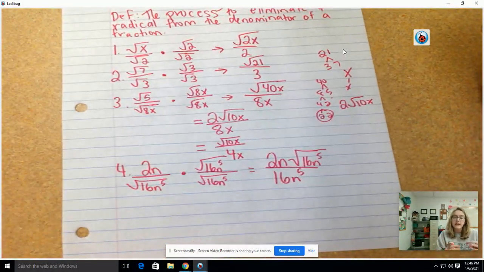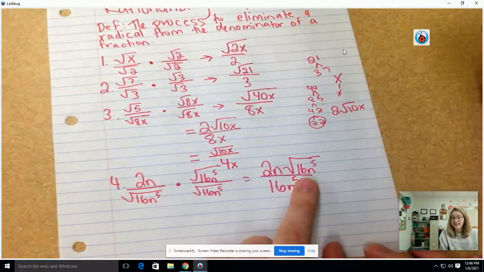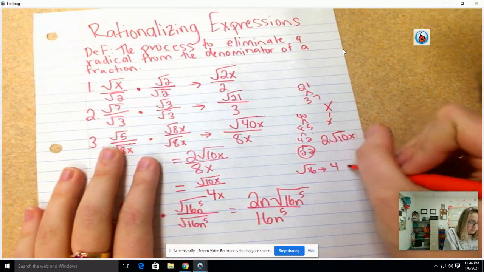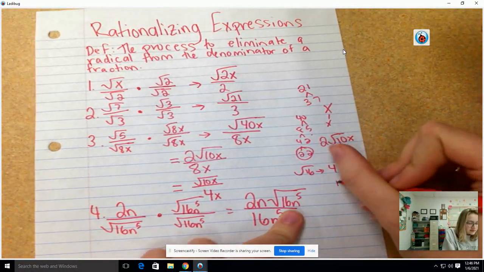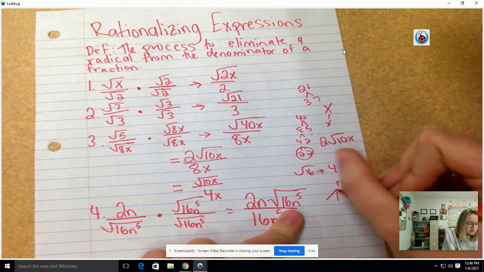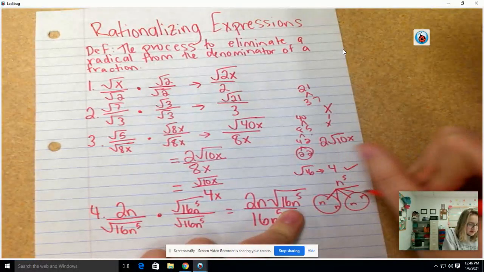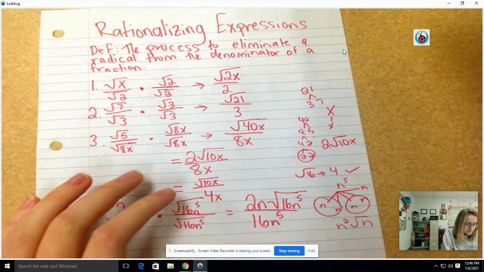And then I'm going to have to simplify inside the radical first, and then I'm going to worry about what's on the outside. So radical 16n to the 5th. We can recognize that 16 is a perfect square, so the square root of 16 is going to give me 4. And then I have to do the square root of n to the 5th. So n to the 5th, I'm going to have 1, 2, 3, 4, 5 n's. Circling my pairs, I'm going to have n squared on the outside and n left on the inside.